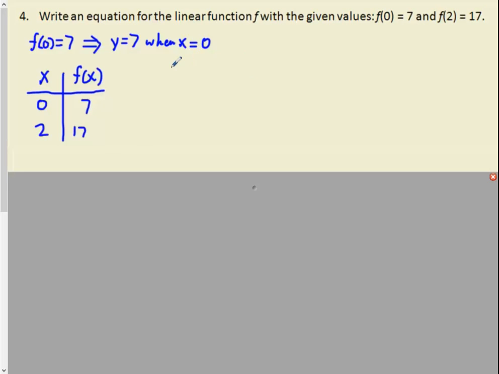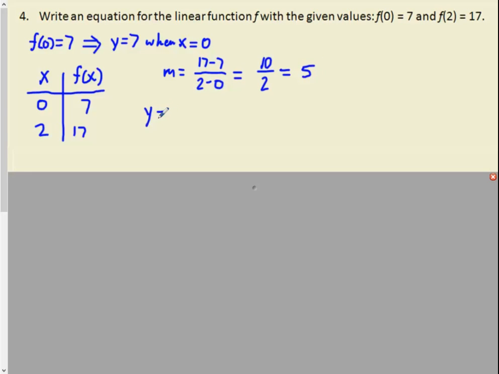Okay, so now we need to find our slope. So slope is equal to, and again it doesn't matter, you have 0.1 or 0.2. Let's go ahead and take 17 minus 7. So we're comparing the y values, or the function values in this case. 17 minus 7 over, and because I started with 17 on top, I have to start with the 2 in the denominator. So 2 minus 0. 17 minus 7 will give us 10. 2 minus 0 is 2. And then 10 over 2 will simplify to 5.